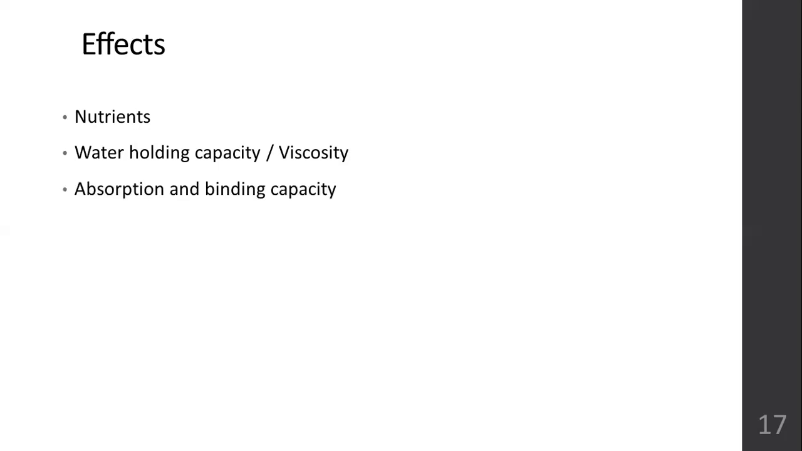Then absorption and binding capacity. Lignins, gums, pectins, hemicellulose. These are different types of dietary fibers. They have the ability to bind to certain enzymes and nutrients in the intestinal tract. And when they bind themselves to these nutrients, absorption of these nutrients also comes down. Until the binding is cancelled, nutrients are not free, absorption will be affected.